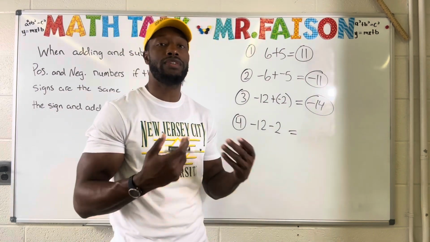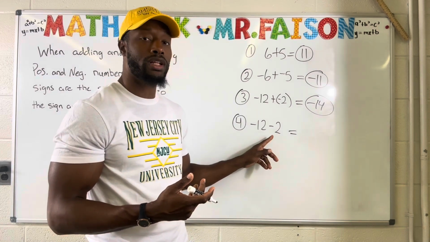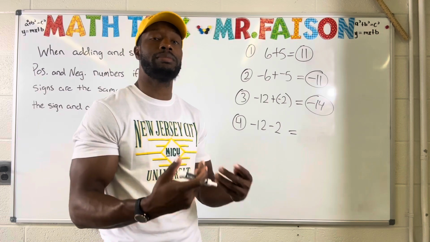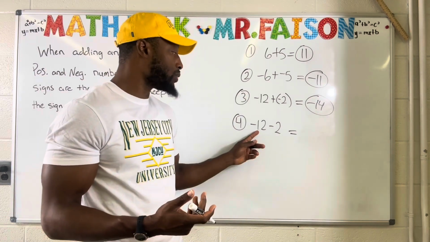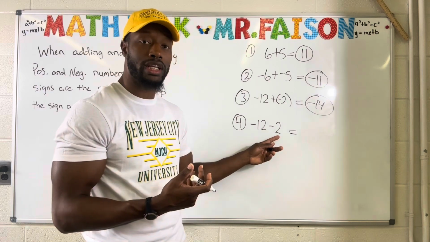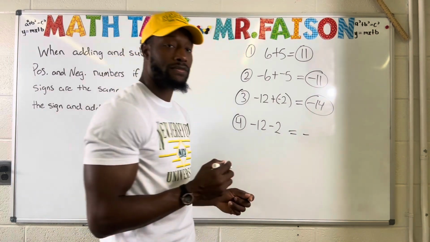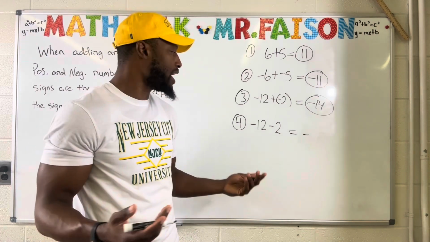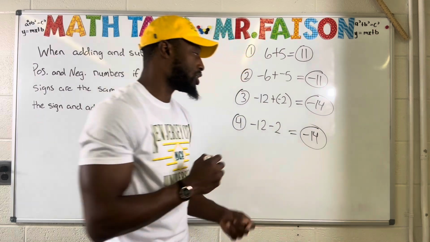So I look at number 4 and I have negative 12 minus 2. Looking at this 2, it's a minus sign in front of it. That minus sign indicates and lets me know that this 2 is going to be negative. So I have a negative 12, and now I know this 2 is negative. So both of those numbers both being negative, I know my answer is going to be negative. Now all I have to do is add. 12 plus 2, once again, is 14. So it's going to be negative 14.